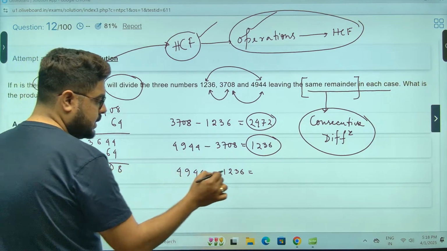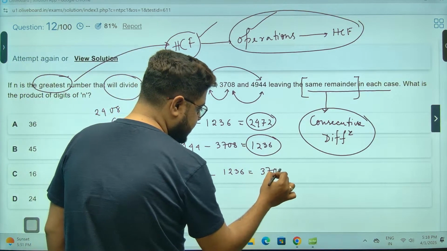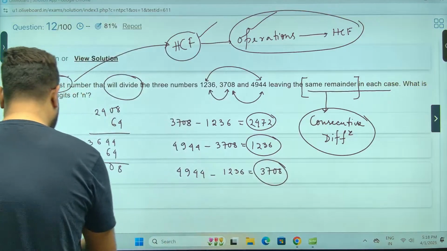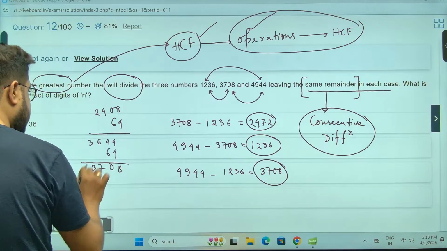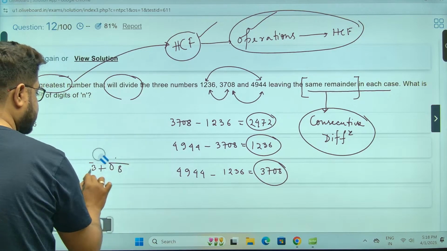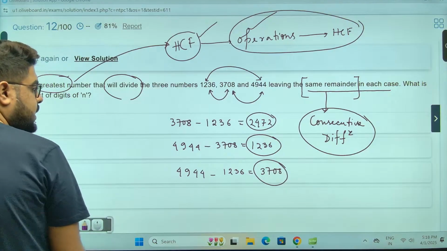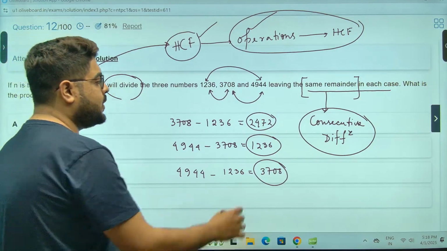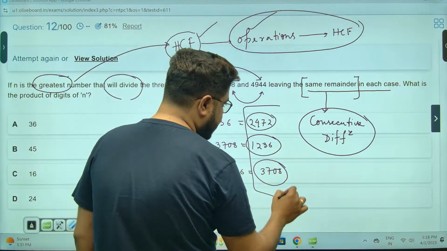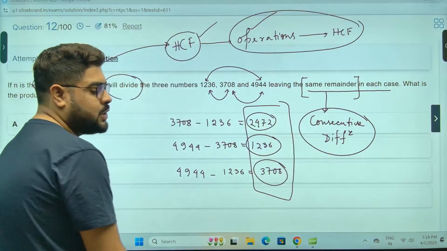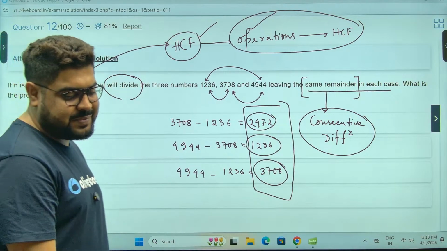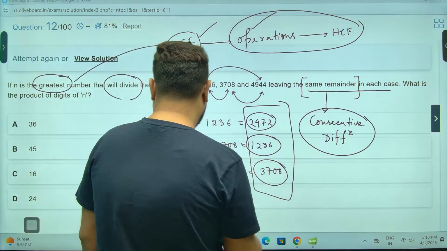8037. 3708, sir. 3708, sir. Right? 3708, sir. This much we got. Now, always take the HCF. That will be the largest number. You take the HCF of them. HCF of them, sir. And sir, this is very simple.